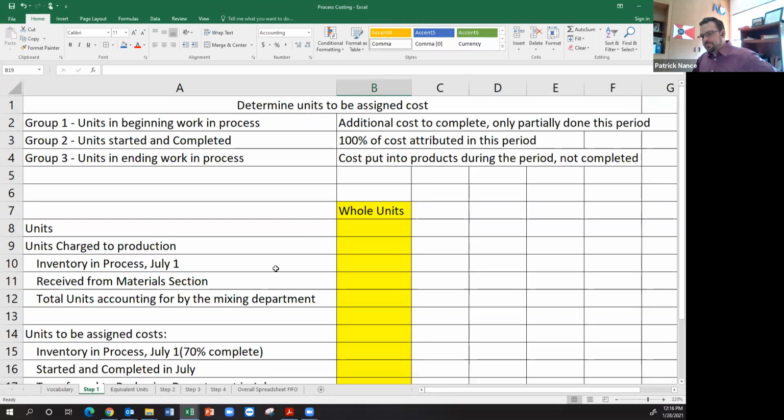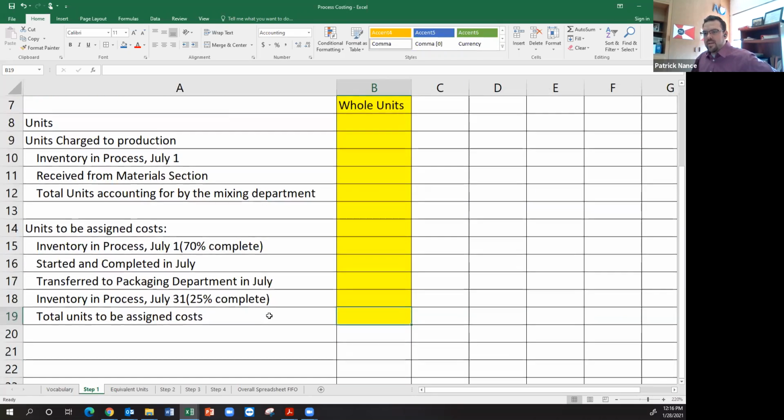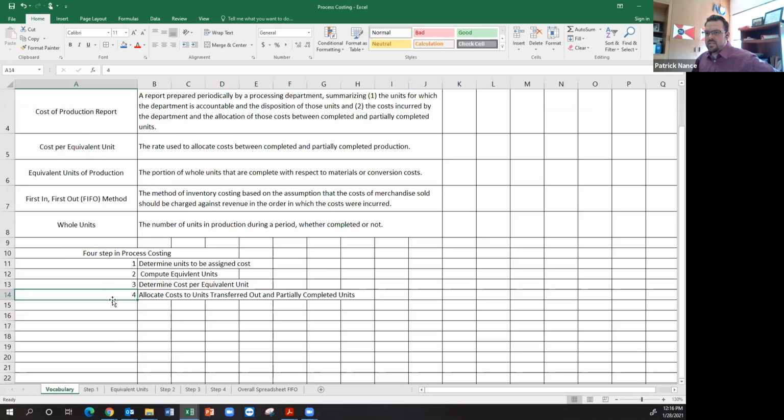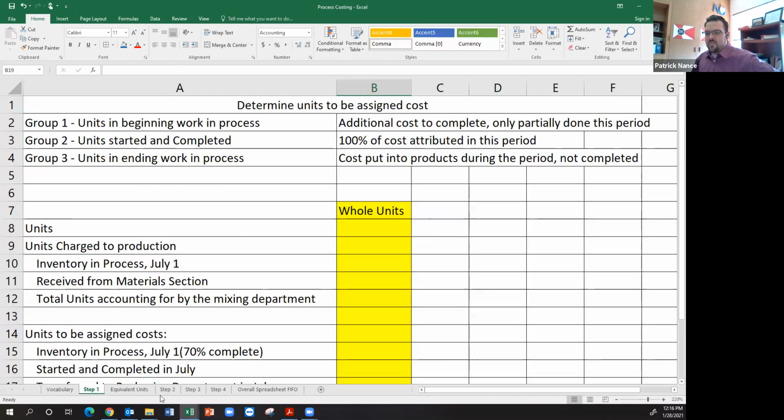So we'll go through this. I'm going to make a video for each step just to break this down as much as possible. So that's just the overview of process costing and the 4-step process. And in the next video we'll do step 1, and then we'll continue to the next 3 steps.